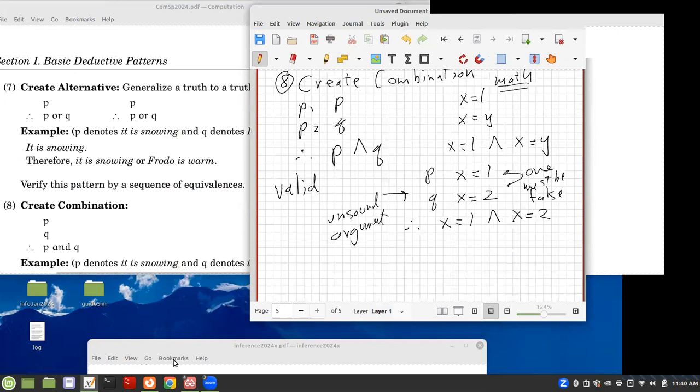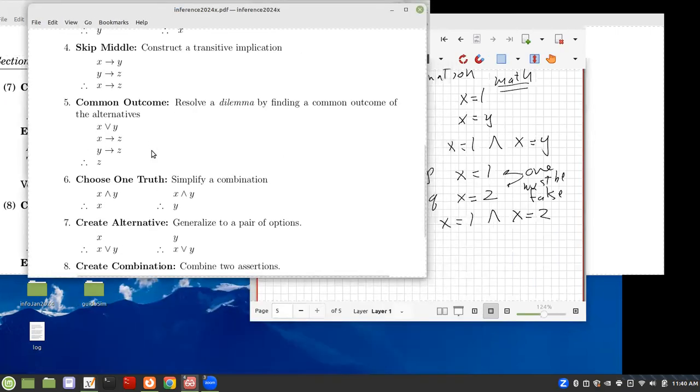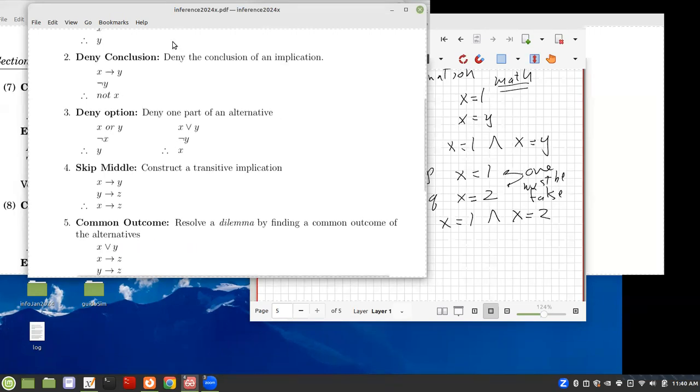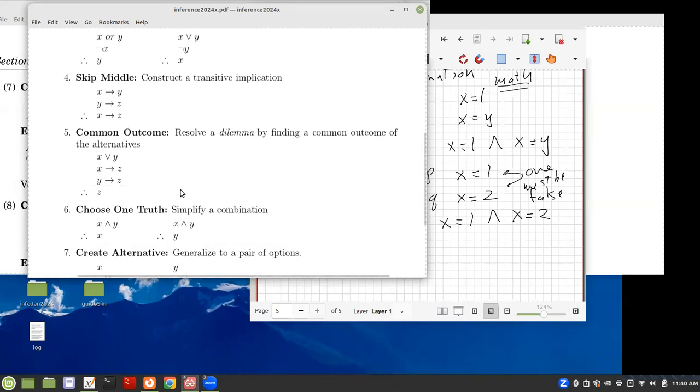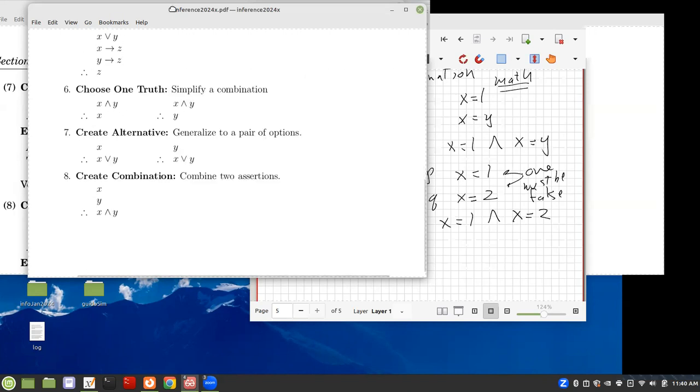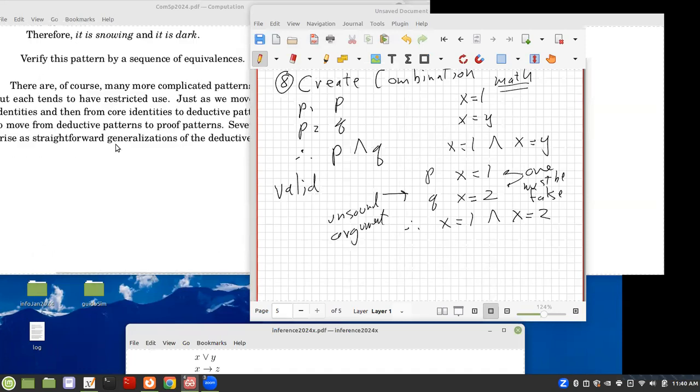all 8 of these patterns of reasoning, and they're what we're going to use to justify individual steps in other arguments or proofs. So we've established these with our truth table technology and logical equivalence technology, and now we're just going to try to use these without any appeal, or with minimal appeal, to logical equivalences in larger arguments. Okay.